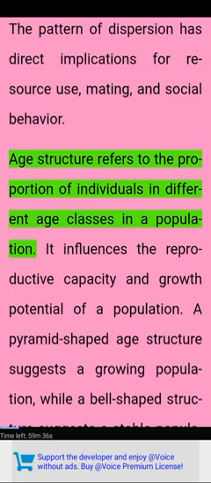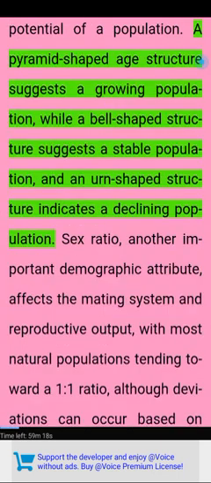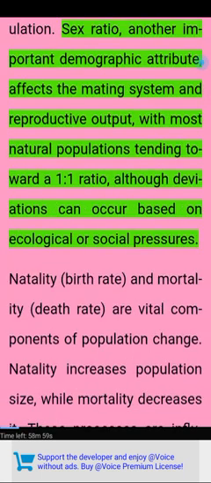Age structure refers to the proportion of individuals in different age classes in a population. It influences the reproductive capacity and growth potential of a population. A pyramid-shaped age structure suggests a growing population, while a bell-shaped structure suggests a stable population, and an urn-shaped structure indicates a declining population. Sex ratio, another important demographic attribute, affects the mating system and reproductive output, with most natural populations tending toward a 1:1 ratio, although deviations can occur based on ecological or social pressures.